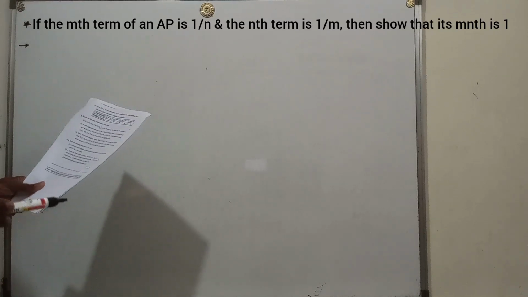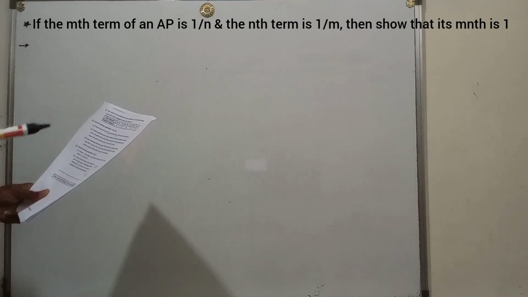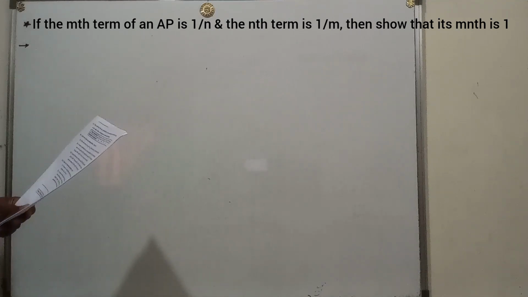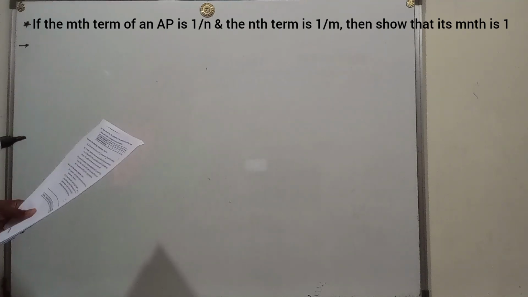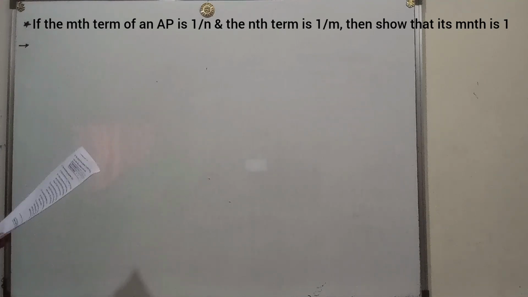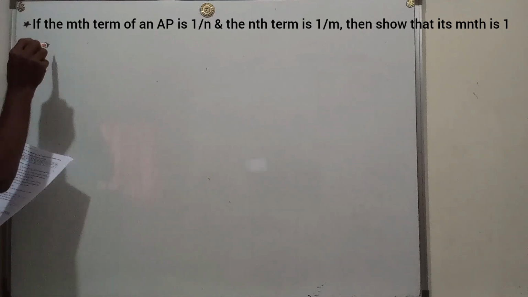If the mth term of an AP is 1 upon n and the nth term is 1 upon m, then show that its mnth term is 1. Did you get it? See here.